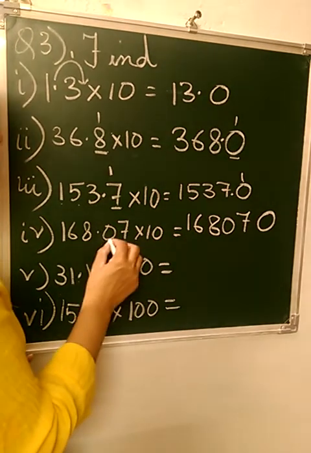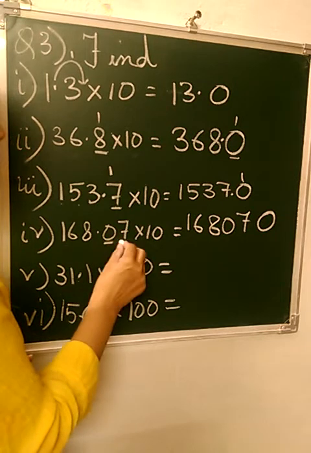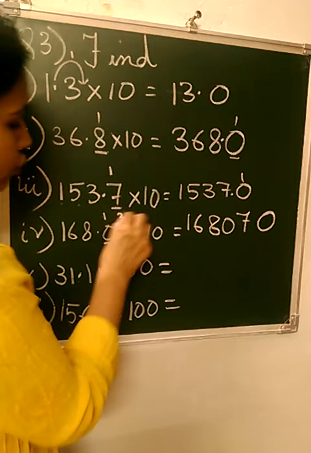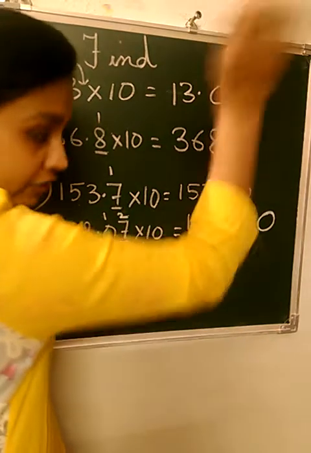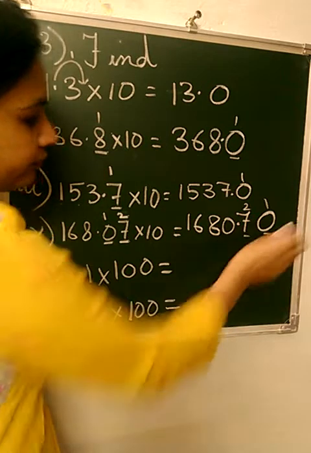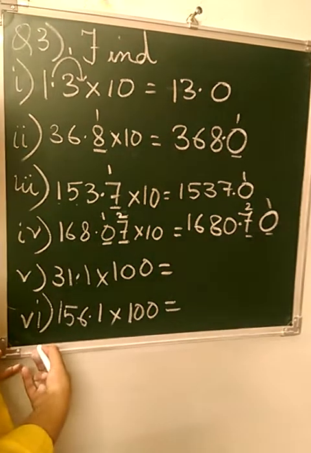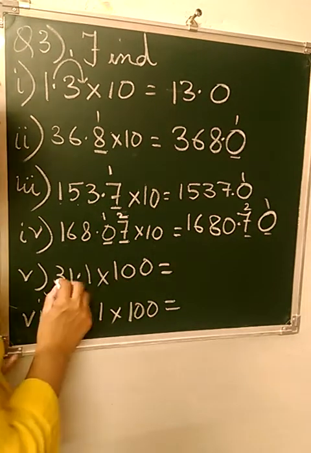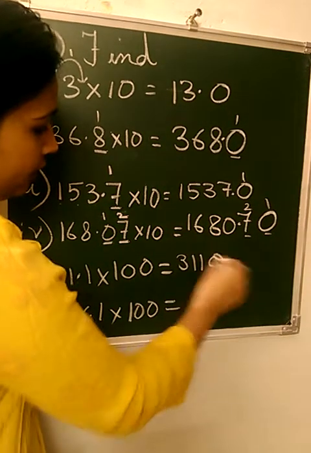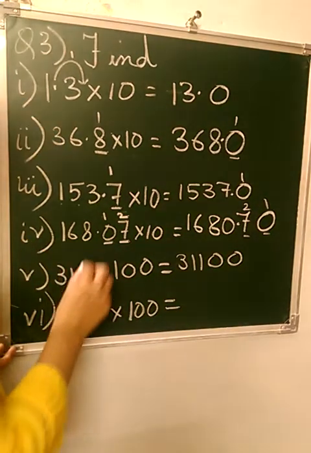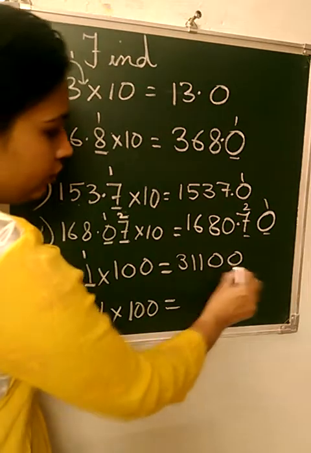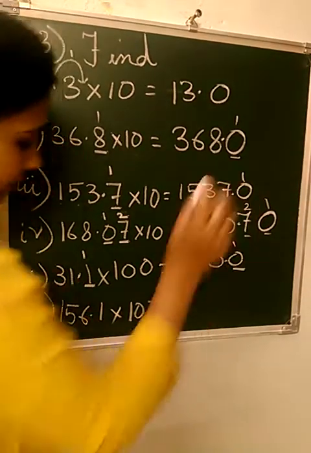Okay. Now we'll count the decimal places. How many? 1, 2. So here also we'll count, but from the right side. 1, 2, and we apply the decimal. Same method. Once again, we'll do this one. 31.1 into 100 will give us 31100. Now, count the decimal place. How much? Only 1. So, only 1 decimal will come here.